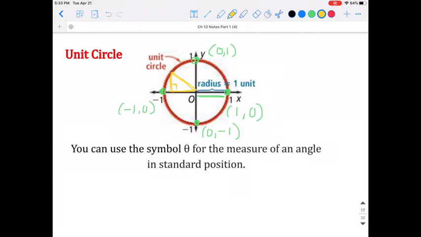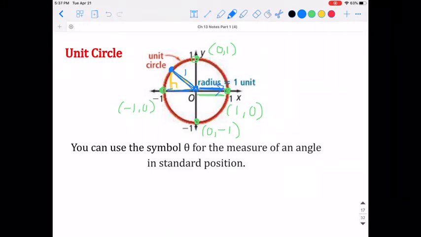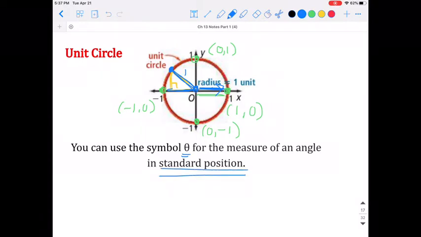And in our unit circle, it's also very important to remember that the radius is 1 unit, but also the hypotenuse of any right triangle that you create is also 1 unit, because for the hypotenuse of a triangle with a point on the unit circle, you're just going from the center to the edge of the unit circle, which is still your radius. You can use the symbol theta for the measure of an angle in standard position. And remember, standard position, don't forget, is when you have the initial side of your angle on the positive x-axis.